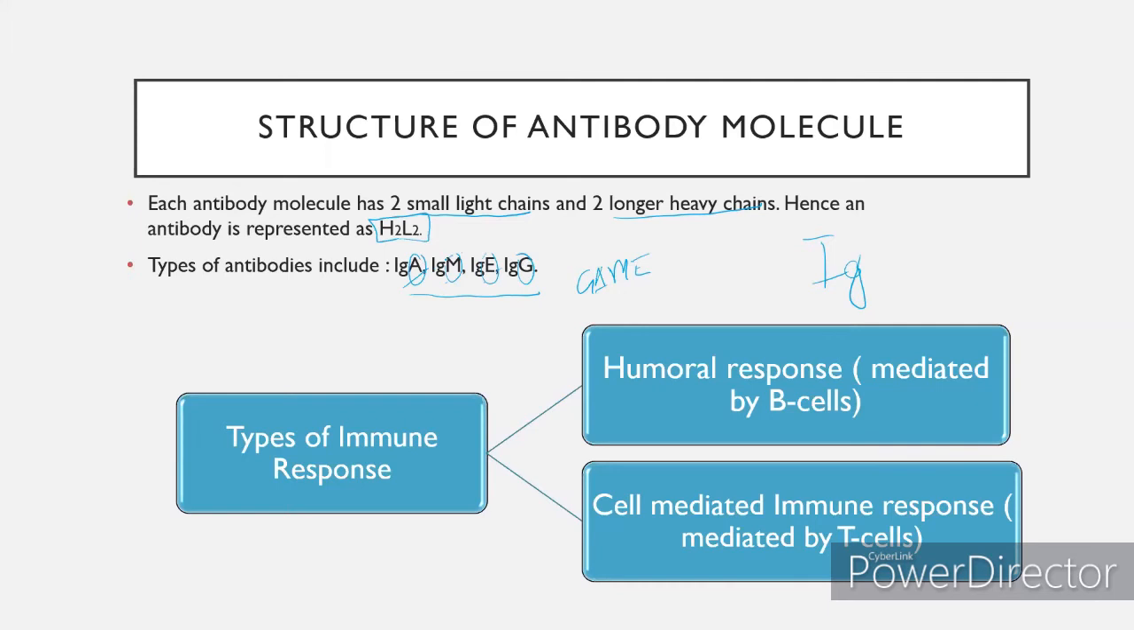Now, types of immune response. There are two types of immune response: humoral response and cell-mediated immune response. Humoral response is mediated by B cells, and cell-mediated immune response is mediated by T cells.